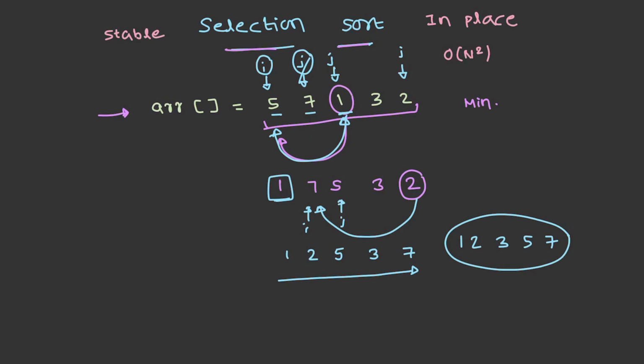If we just observe, as we have discussed, this falls under the category of in-place sorting. It does not require any extra space, and the complexity is order of n squared, as for each and every element, the other elements are being crossed completely once. It is also a stable sorting algorithm.